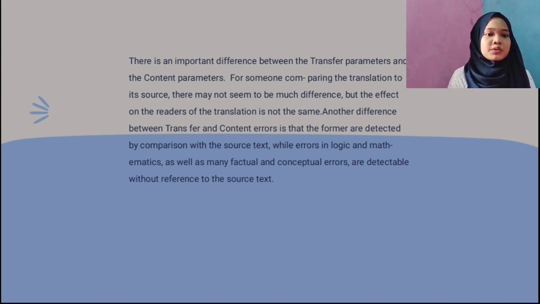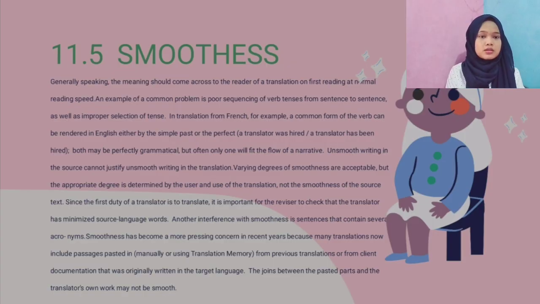There is an important difference between the transfer parameters and the content parameters. For someone comparing the translation to its source, there may not seem to be much difference, but the effect on the readers of the translation is not the same. Another difference between transfer and content errors is that the former are detected by comparison with the source text, while errors in logic and mathematics, as well as many factual and conceptual errors, are detectable without reference to the source text. The next, the smoothness.